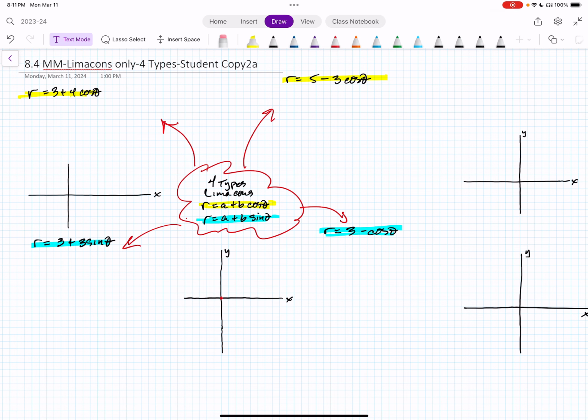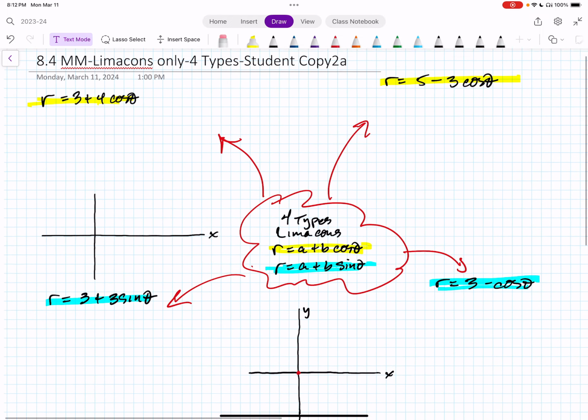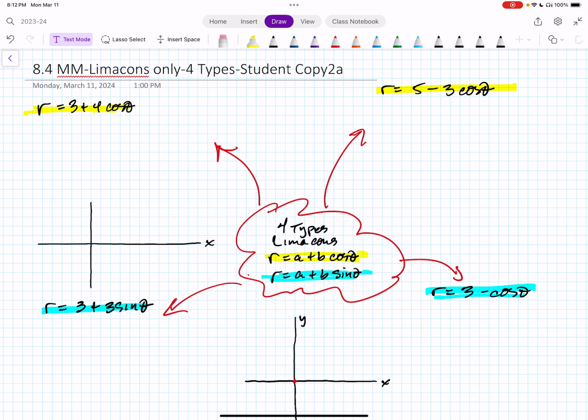Let's take a look at our first limaçon in the upper left. All right, and we've got r is equal to 3 plus 4 cosine theta. So let's just compare it to the general form, r is equal to a plus b cosine of theta. And like I said, the limaçons are different, whether it's sine or cosine, so we want to explore all the differences. Okay, so here we go. So in this case, you want to start off with the ratio of A to B when you take a look at limaçons of this form.